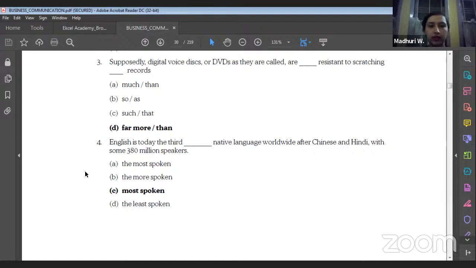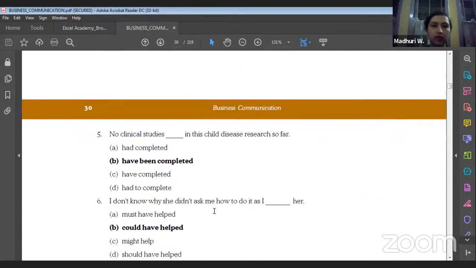English is today the third dash native language worldwide, after Chinese and Hindi with some 830 million speakers. The most spoken, most spoken, or the least spoken. Now be very careful. Option A and C look the same. The most spoken and most spoken, right? So you have to be very careful here. Correct. It's most spoken because you can't use the here, right? Because you've already said the third. So observe your questions very carefully as well in terms of MCQs.